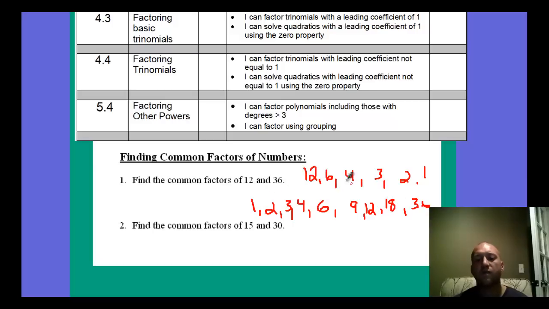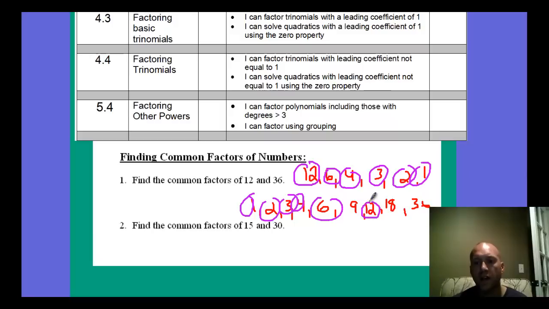So the bottom here is all the factors of 36. The top is all the factors of 12. The common factors would be 12, 6, 4, 3, 2, and 1. These are all the common factors, the ones that they both have as factors. What we want to find is the GCF, the greatest common factor. For this case it would be 12. 12 is the biggest common factor.